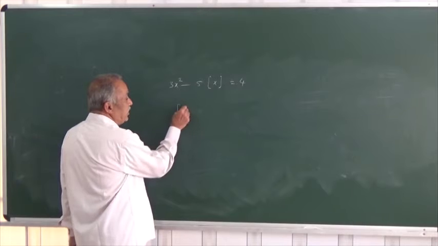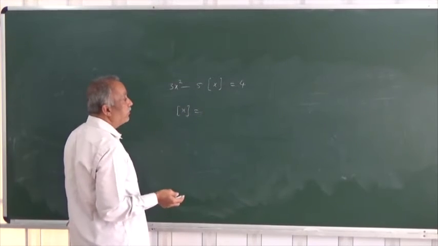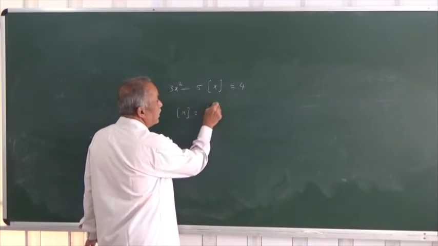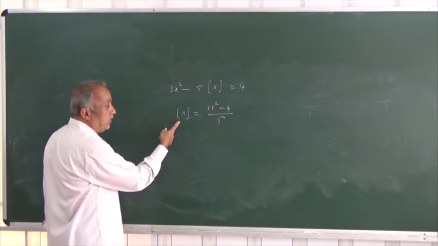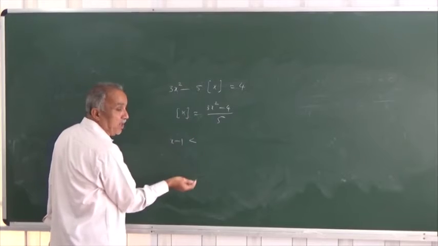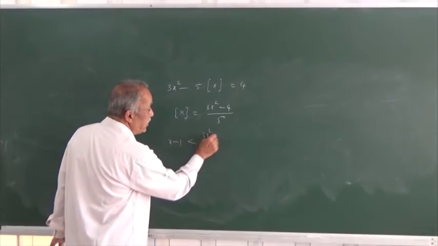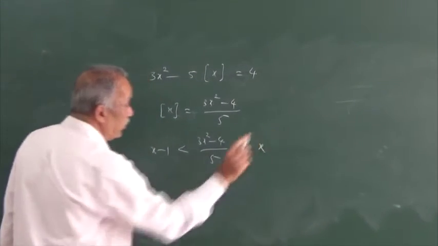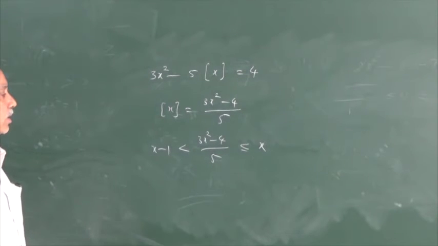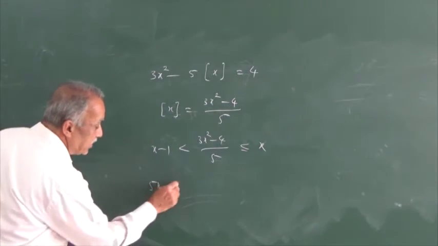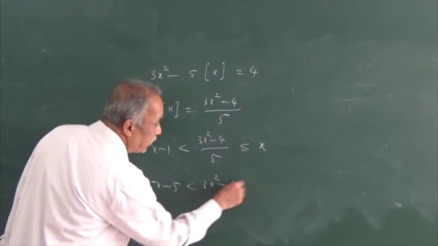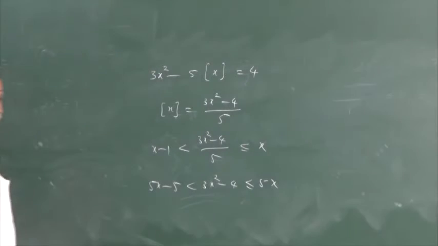This means the integer part [x] must be (3x² − 4)/5. Applying one of the properties of the integer part, I conclude x − 1 must be less than (3x² − 4)/5, which is less than or equal to x, or 5x − 5 < 3x² − 4 ≤ 5x. We have a set of two inequalities. Let us handle the inequalities individually.